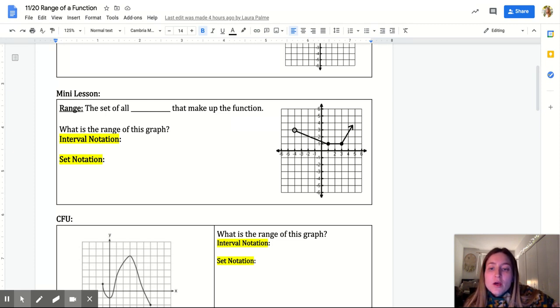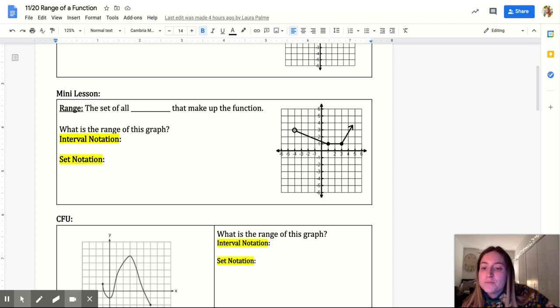So we know that when we're looking at domain, our x values, we read left to right, right? Left to right. Now, when we look at range, we're going to be looking at our values from lowest to highest. So we always want to go from negative numbers possibly to positive numbers, or lowest numbers to bigger numbers. So we're going to be reading from lowest to highest.